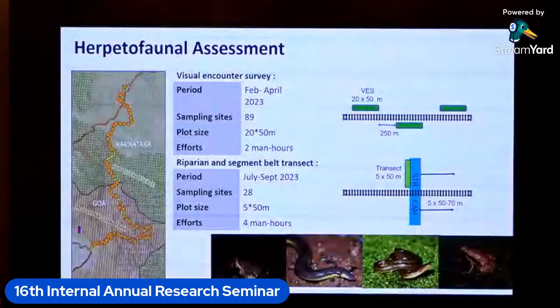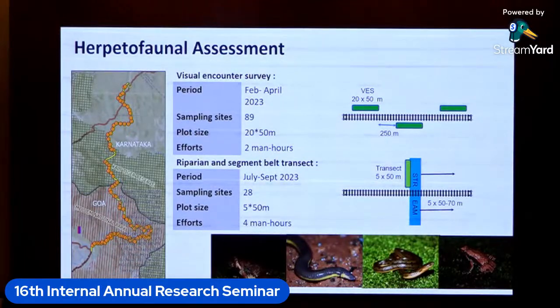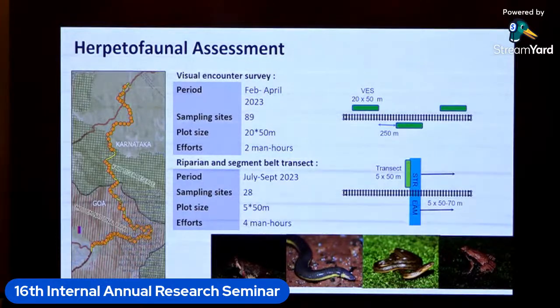For herpetofaunal assessment, we conducted visual encounter surveys in plots during the dry season with a total of 89 plots. And during the monsoon, we focused mainly on the streams. So we conducted plot segments in the riparian section and 10-meter segments as we move away from the stream.